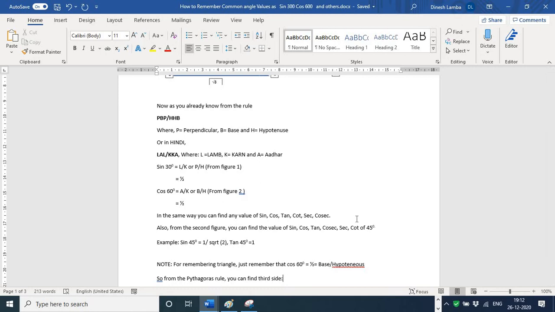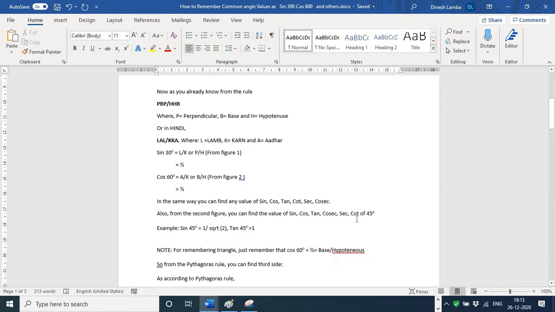you can extract sin 30, as you already know from the Lal Bate Kaka or PBH. Sin theta is P upon H, that is perpendicular upon hypotenuse, and cos theta is equal to base upon H, that is base upon hypotenuse, and tan theta is equal to perpendicular upon base. From this rule you can extract the values for sin 30, cos 30 and other common angles. Like I have already extracted for sin 30.